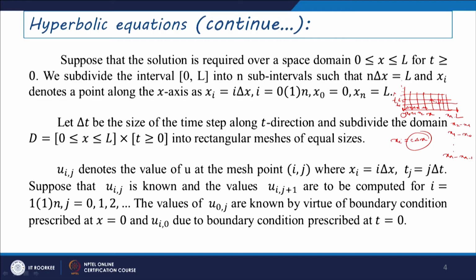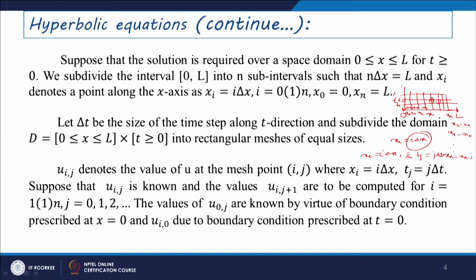At a particular grid point ij, where i denotes the x coordinate and j denotes the time level, we can write the coordinates as xi equals i del x and tj equals j del t. In each direction we have a small increment del x in the x direction and a small increment del t in the t direction.